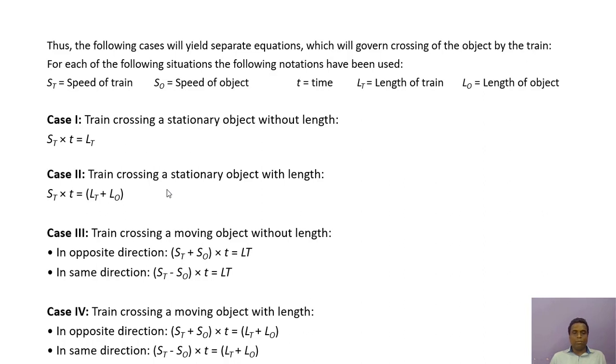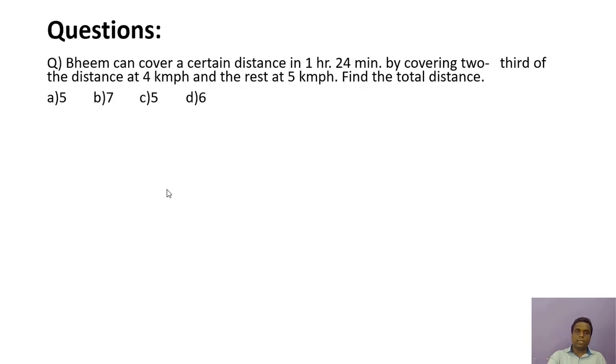Then we have the formula, train crossing a moving object with length. If they are in opposite direction, we have to add the speed, St plus S0 into T is equal to LT plus L0. If they are in the same direction, then what is the formula? St minus S0 into T is equal to LT plus L0. So these were the different cases to solve the different train problems. Now we will see some questions based on the concepts we have studied.